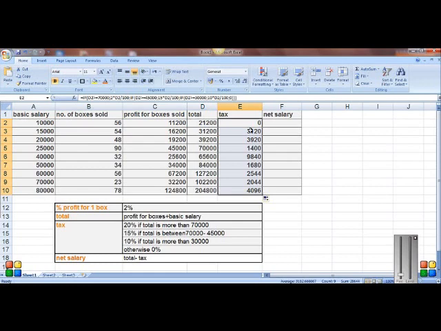So now the final column is the net salary. Again, it's a very simple equation, just the total minus the tax. So equal, total minus the tax, and this will be the answer. We drag, and here we get the answers. So in this way you will be done with the Excel part of your computer practical. And as you can see, it takes only 10 or 15 minutes.